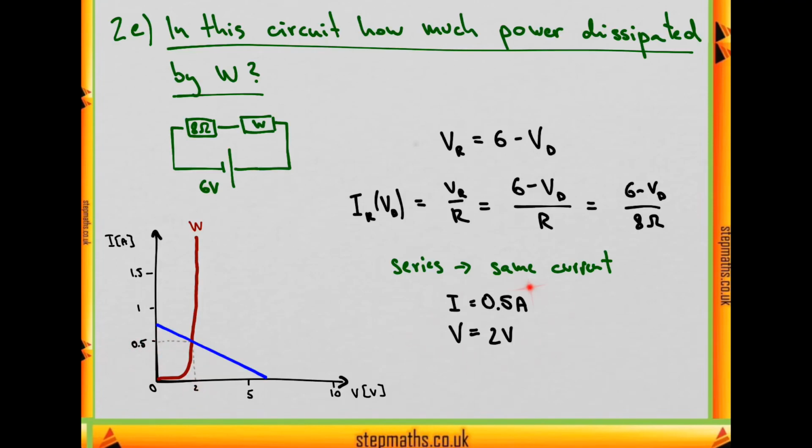Now that we have the current and the voltage through the diode at which it operates in this particular circuit, we can use the formula for power in terms of current and voltage. It's the product, 0.5 times 2 equals 1 watt. And that's option B, and our final answer.